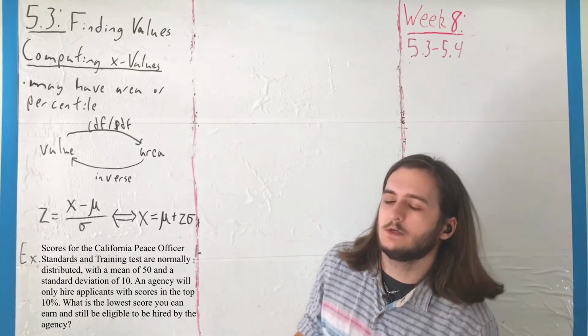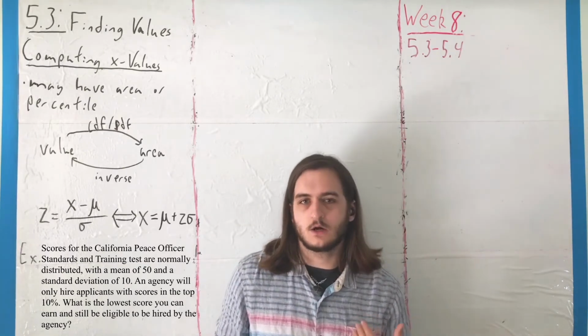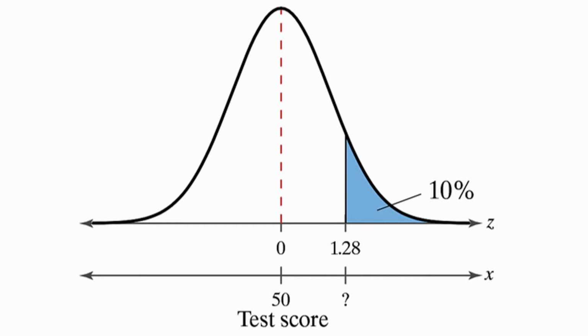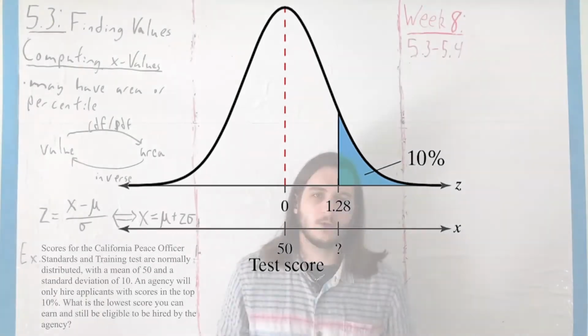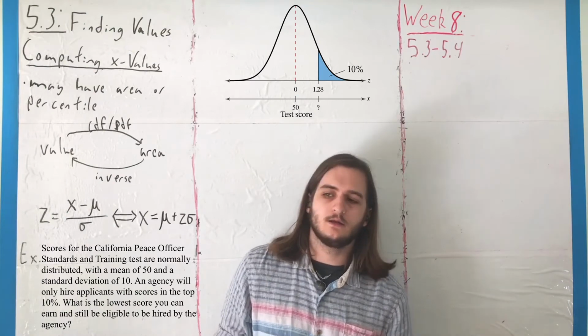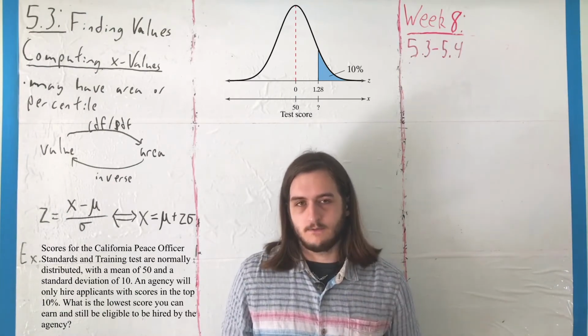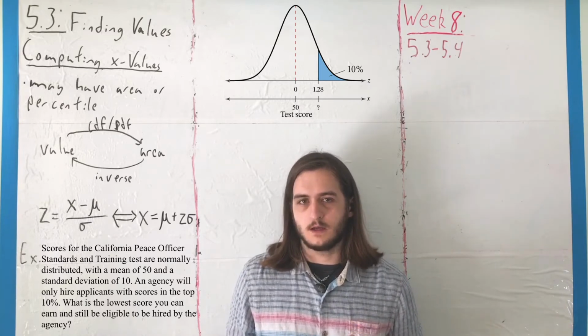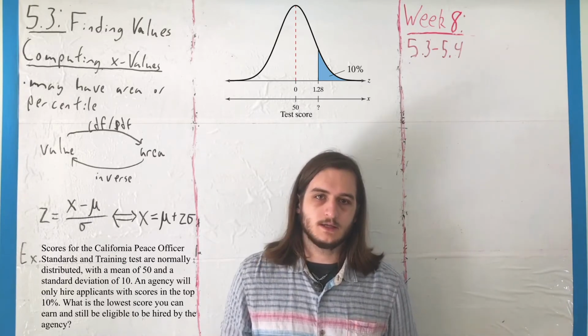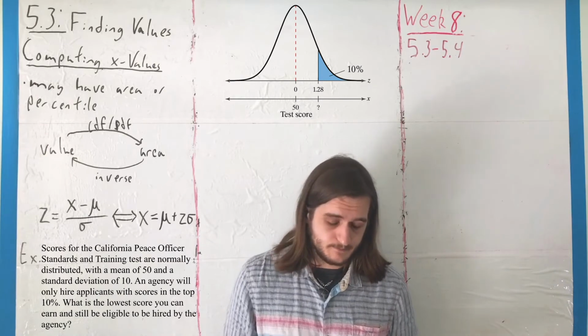So, as always with these problems, it's usually a good idea to start with a picture of what we're trying to get roughly. This is sort of what we should be expecting to see, and it gives us a sense of what we're looking for. That X value here corresponding to the 10% cutoff at the top.